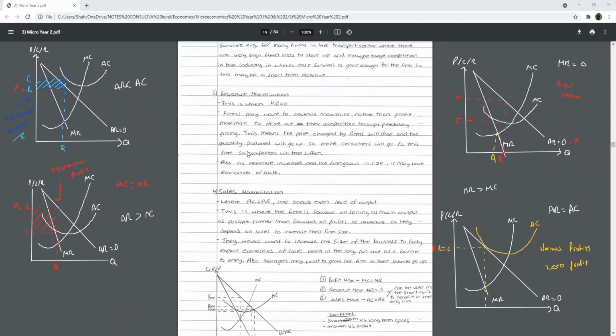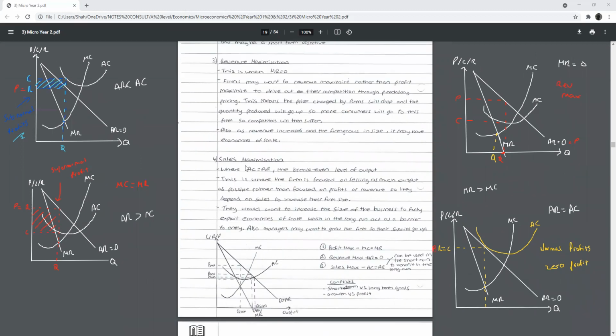Sales maximization. So this is the last objective we're going to see. This is where AC is equal to AR, which is the break-even level of output. Now this AC equal to AR is different from AC equal to AR with normal profit. Remember, with normal profit, we had to show the AC tangent to the AR curve to show that revenue is equal to cost is equal to price. But in sales maximization, this condition does not hold. This tangency does not hold for sales maximization.